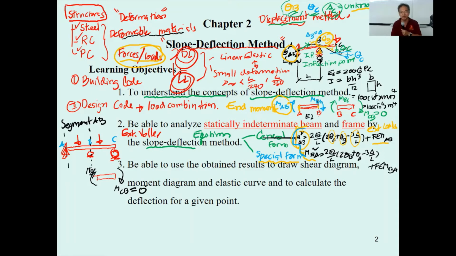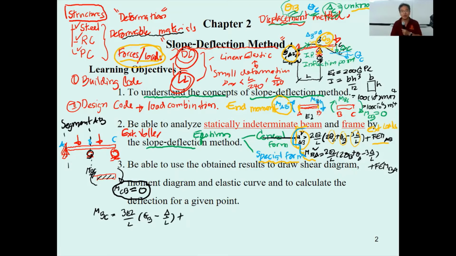By using this and putting it into this kind of form, the member here will have only M sub BC, which you can compute from 3EI over L times theta sub B minus delta over L.